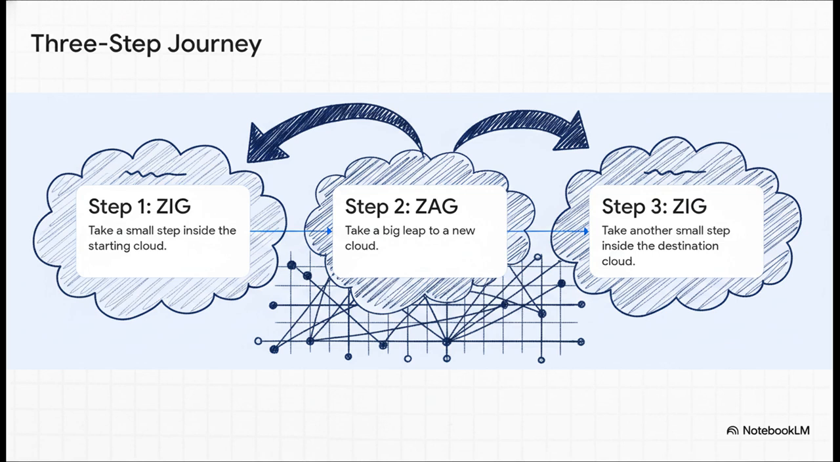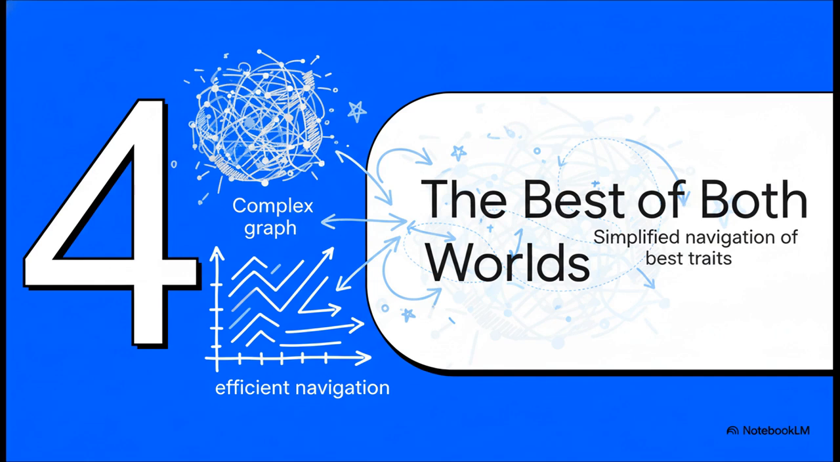So how do we move around in this new network of clouds? Well, you follow this really simple 3-step dance. First, you zig. You take a small step along a path inside your current cloud. Then you zag. You take a big leap along one of the old connections from the original big graph, which lands you in a completely new cloud. And finally, you zig again. You take one more small step inside your new destination cloud. Zig, zag, zig. That's it. That's the whole journey. And this is where the magic really happens. Because when you combine the graphs this way, the final product isn't just some random mashup.